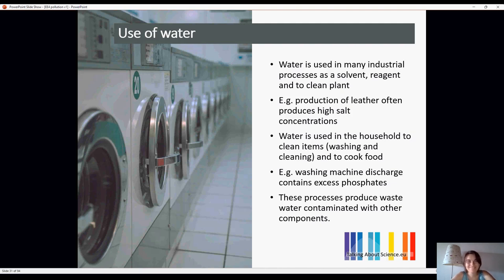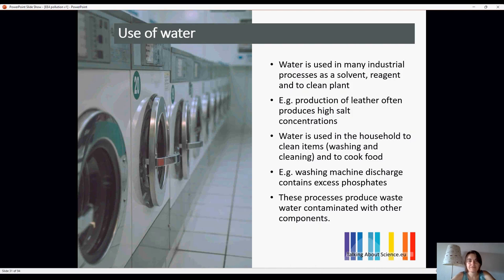So it's often used for cleaning. It's obviously used for cleaning in the house. It's also used for cleaning in industry. So I've got an example there, which is leather production. And leather production has a bit of a bad reputation, let's say, for a number of reasons.